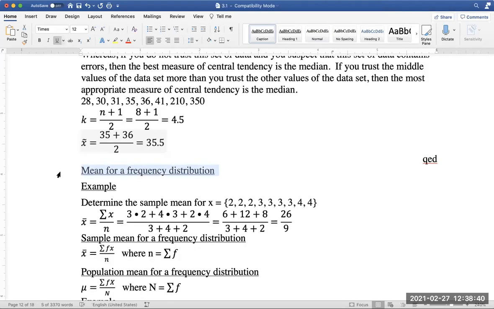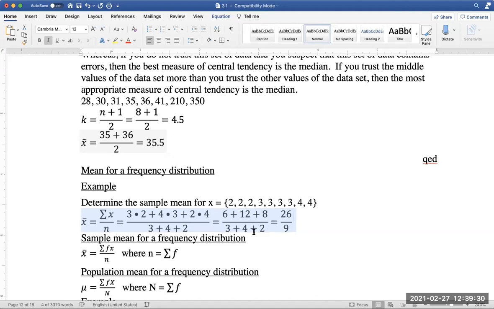So the mean for a frequency distribution. Before I figure out the mean for a frequency distribution, let me give you an example to exemplify why we're going to give the following formulas. Sample mean, sum of x over n. Well, let's see, there are 3 2s, 4 3s, 2 8s, and 2 4s. So those 3 2s give me a 6, those 4 3s give me a 12, those 2 4s give me an 8, and there's 3 plus 4 plus 2 numbers, so that's 9. So 26 over 9. So my answer is 26 over 9.